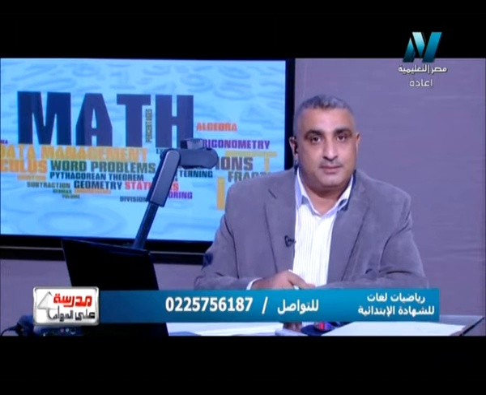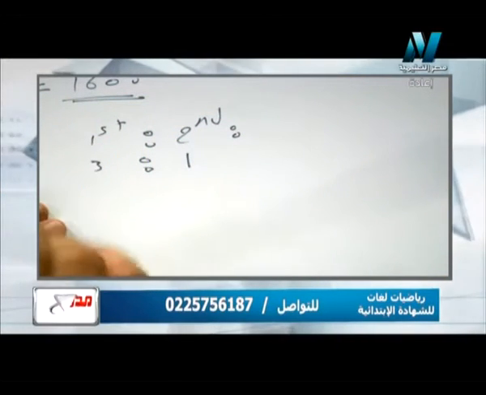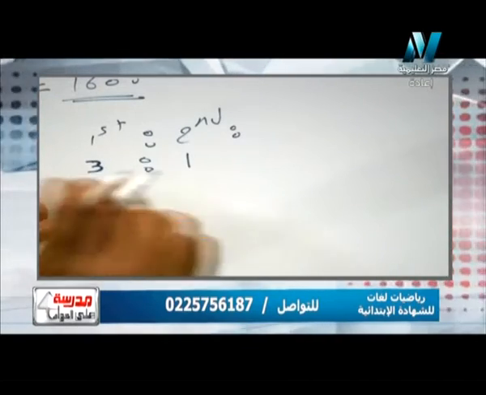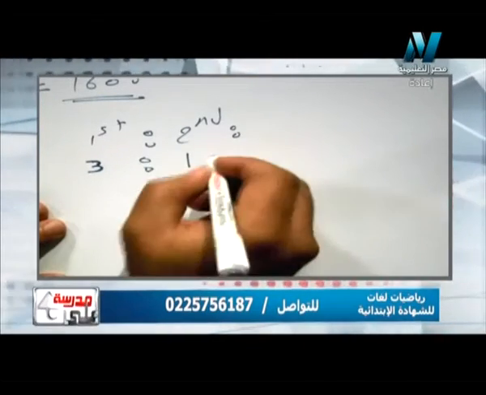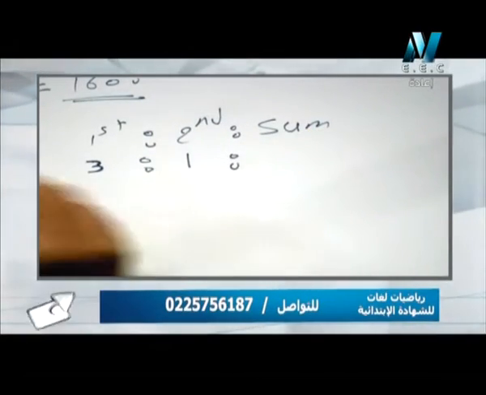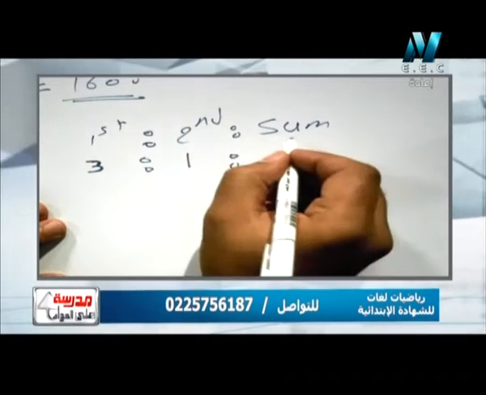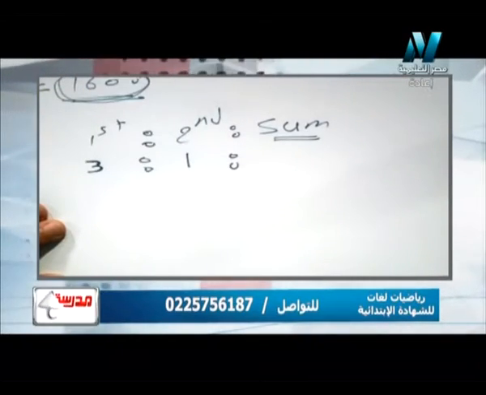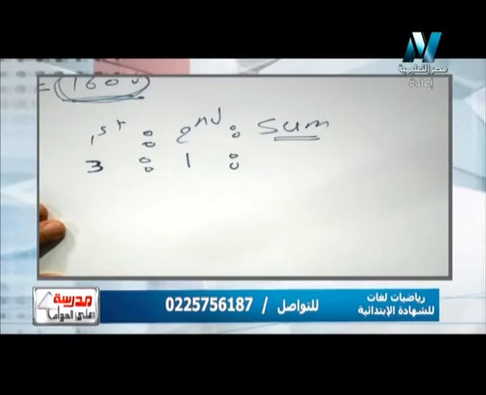3 to 1, or 3 times, means the share of the first is 3 parts and the share of the second is just 1 part. In the same way, we have the ratio between the two persons, 3 to 1. Excellent. And we have the sum, as we explained before: first to second to sum. Why the sum? Because we have the total money which we want to divide between the two persons.